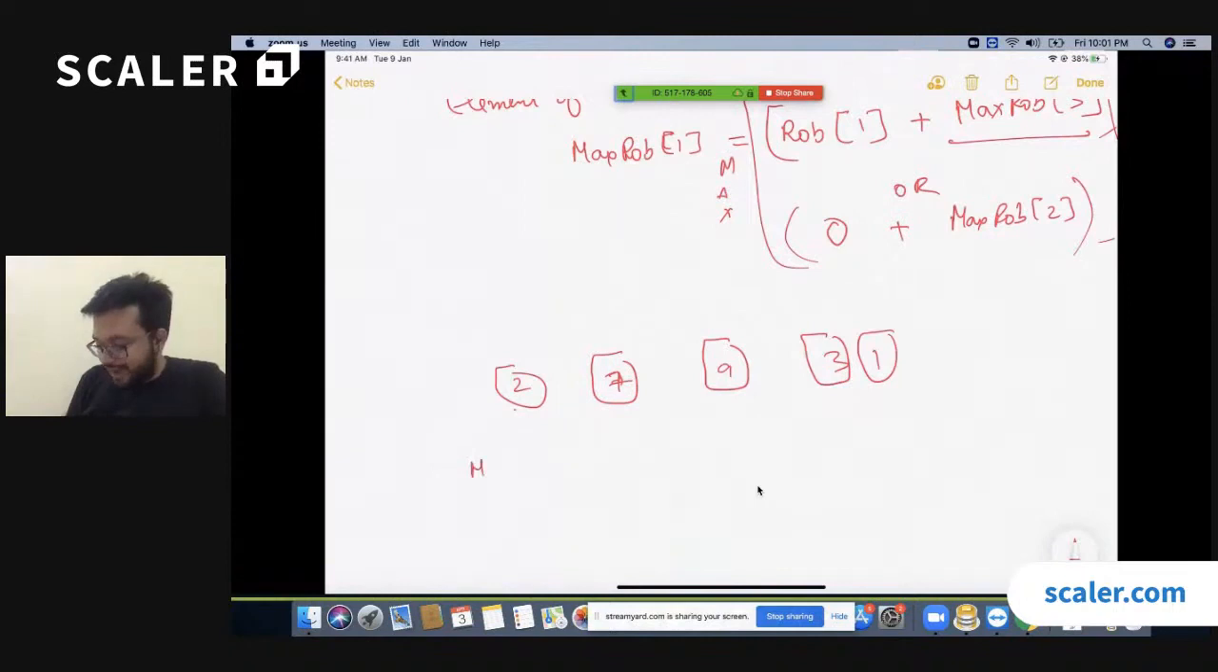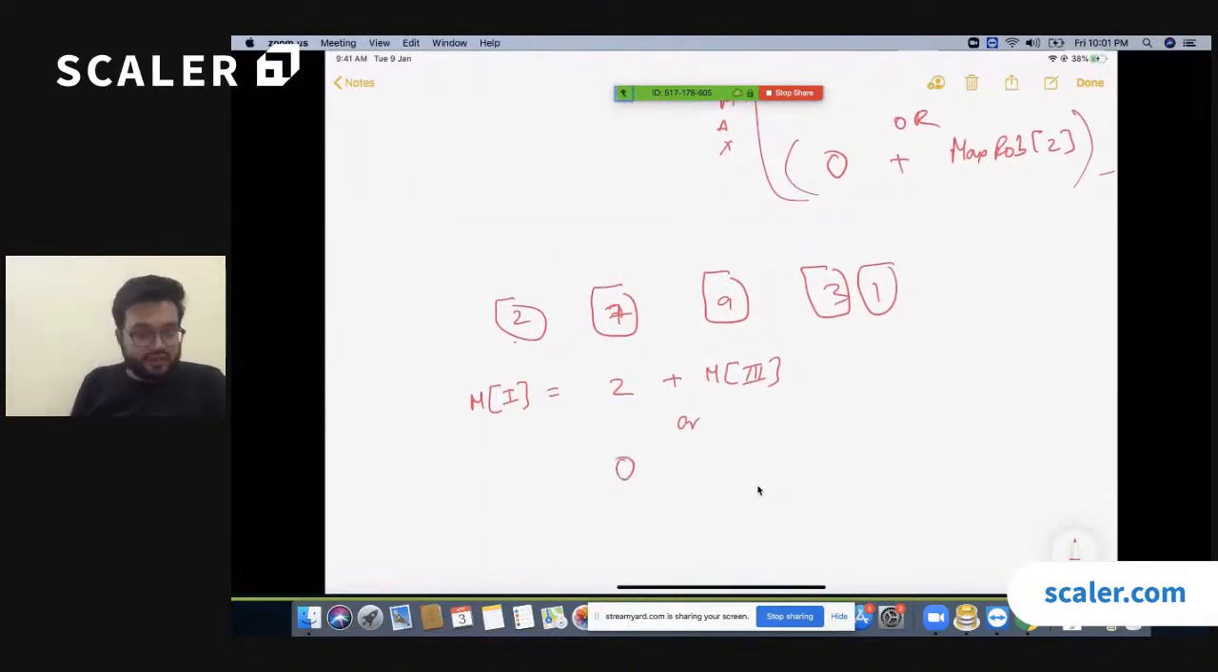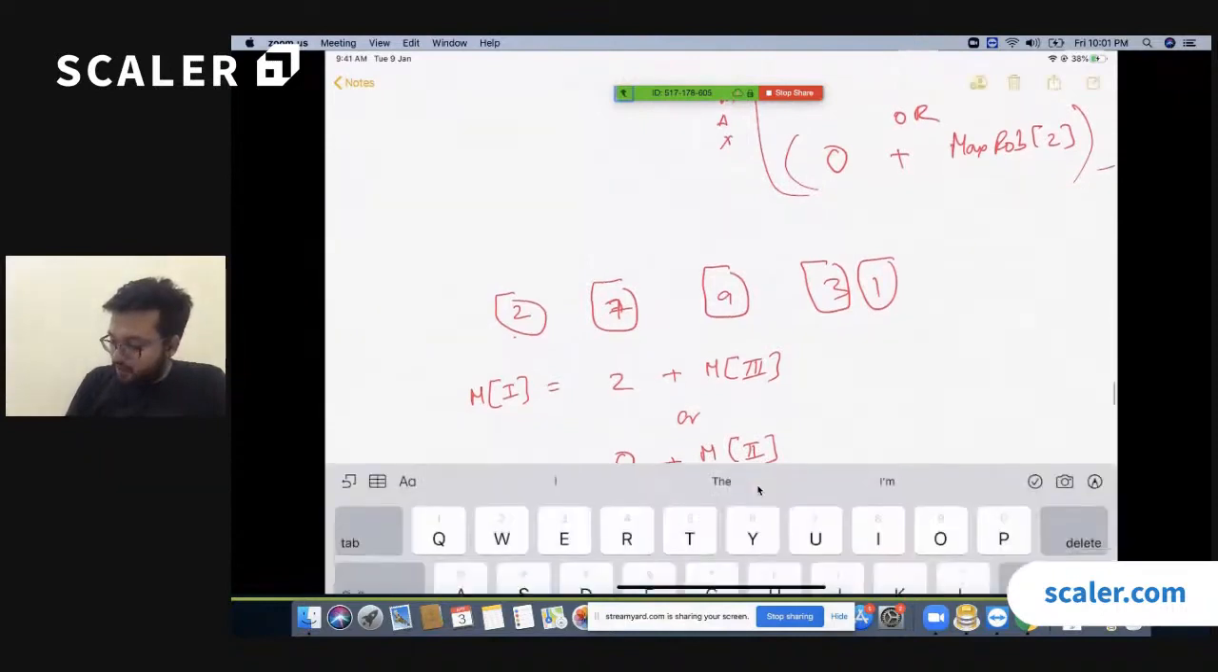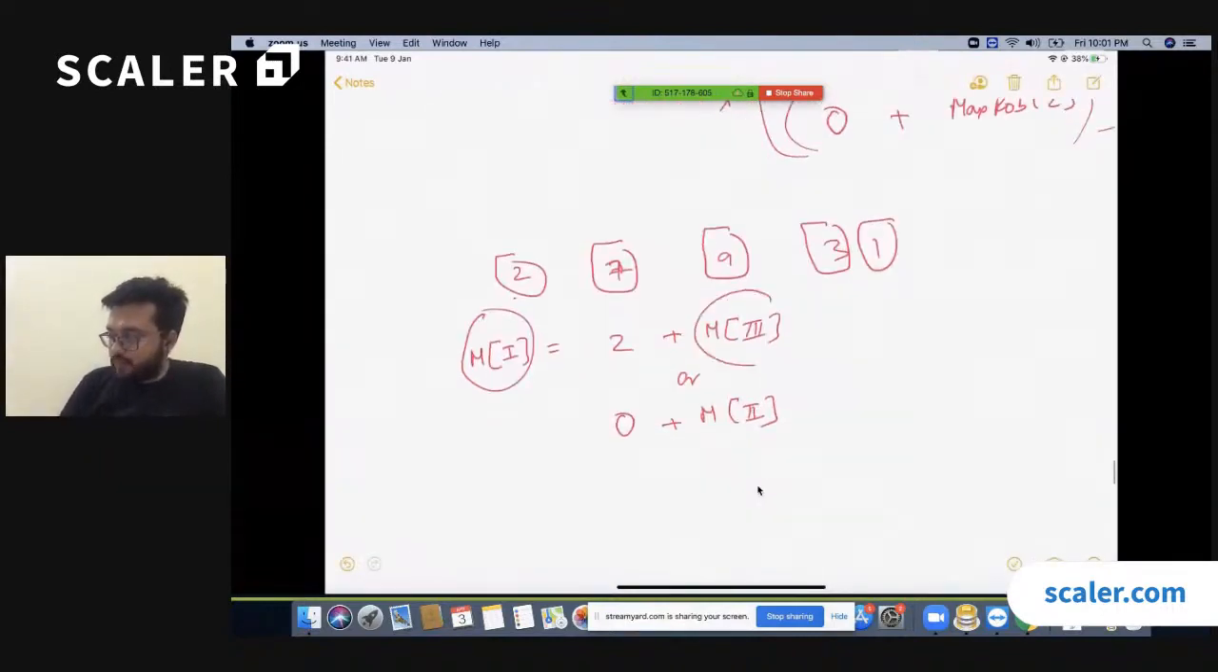I will say the best answer for robbing the first till the fifth house would be two options: either rob the first house. If I rob the first house, I will get 2 gold coins by robbing the first house. Plus, I will reduce my problem to a smaller problem of trying robbing the third house, because the second house can no longer be robbed. The second option is that I can choose not to rob the first house, but now try robbing the second house. Does it make sense, everybody? This bigger problem gets reduced to two smaller problems.